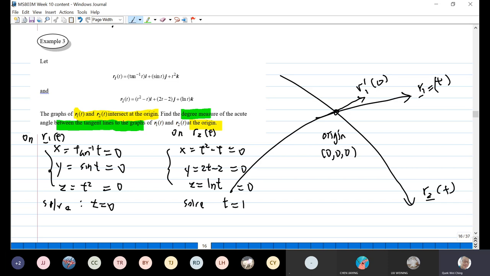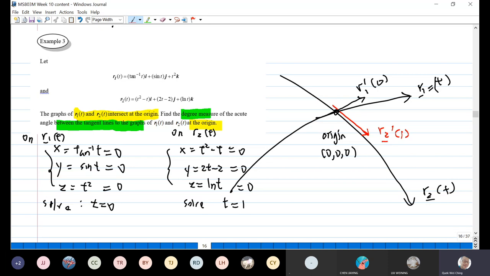So what does that mean? That means the second curve, when it passes the origin, is at time t equals 1. So when I do the second curve, when it passes the origin, this is r2 prime at 1. So these two curves actually do not collide. Collision means they meet together at the same time, at the same point. Same time, same location, this is a collision. But this time it is not a collision. They actually pass the same point at different times. So that's why this is not really a collision, they just happen to pass each other at different times.